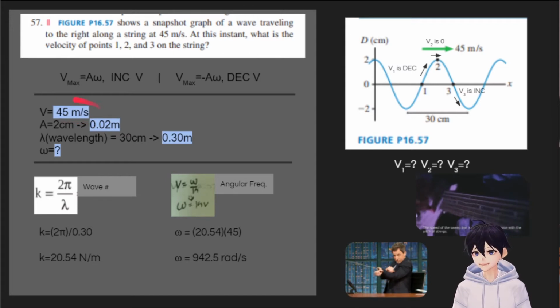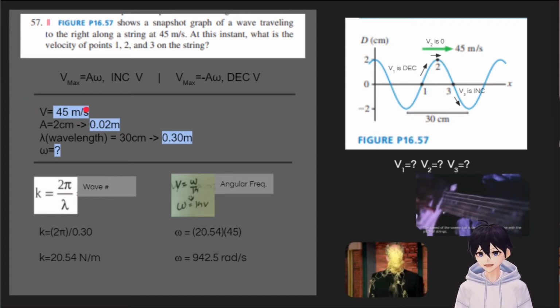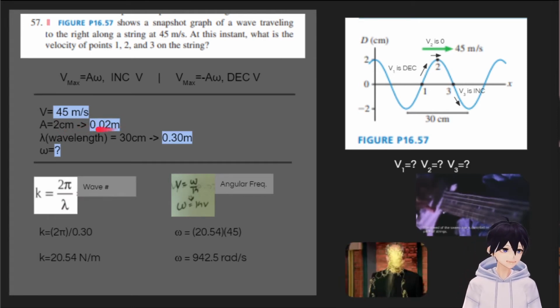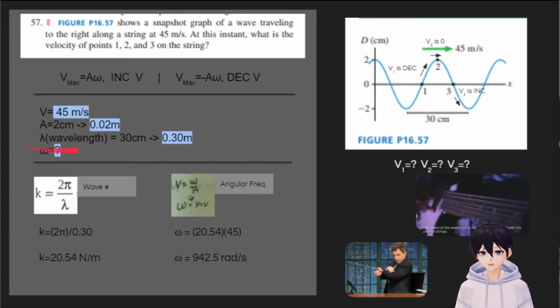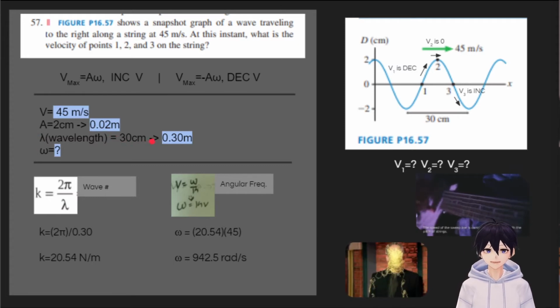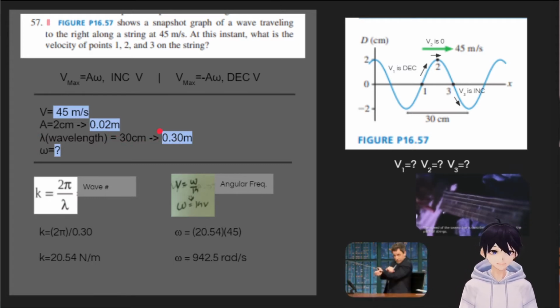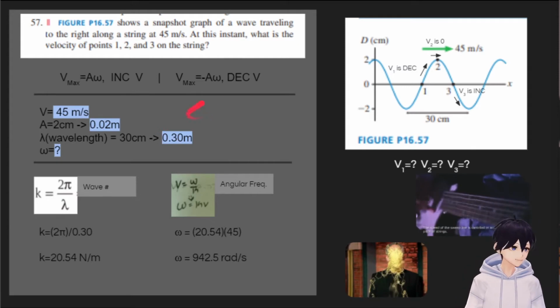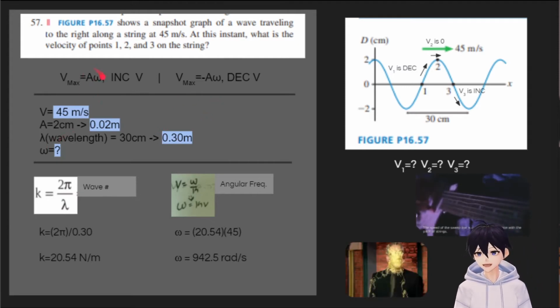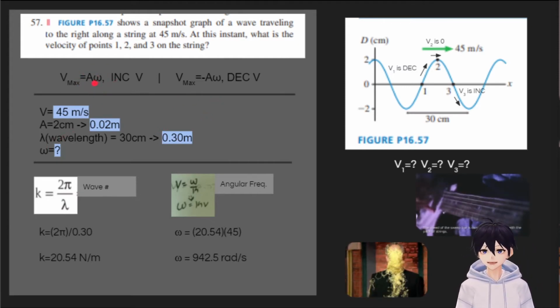The variables we have are the velocity of the string, which is 45 meters per second, the amplitude, which is 2 centimeters, which I translated to meters, which is 0.02 meters, and then we have lambda, the wavelength, which equals 30 centimeters, which I then translated to meters, which is 0.30 meters. But the problem is, to be able to solve this equation, we need the angular frequency.